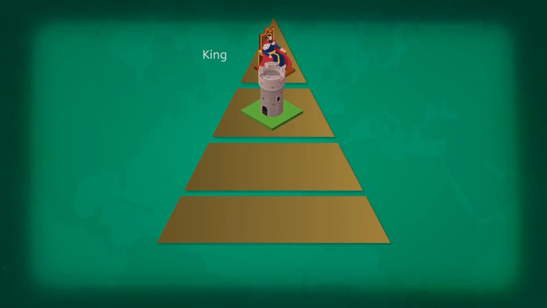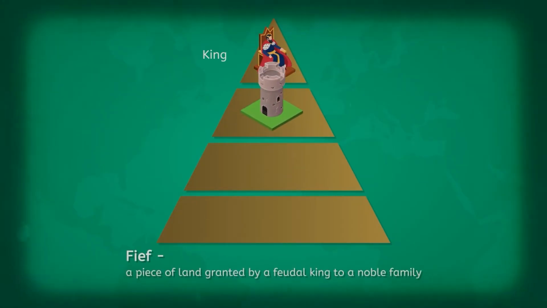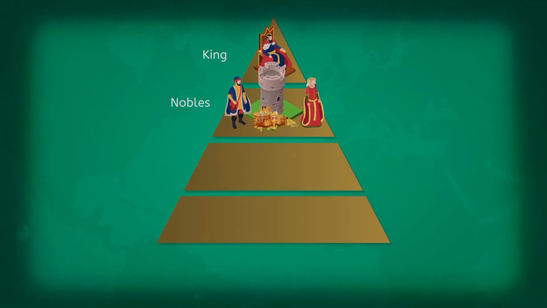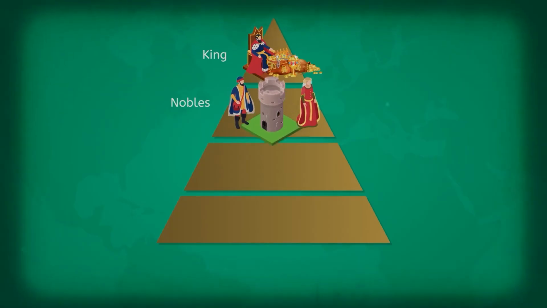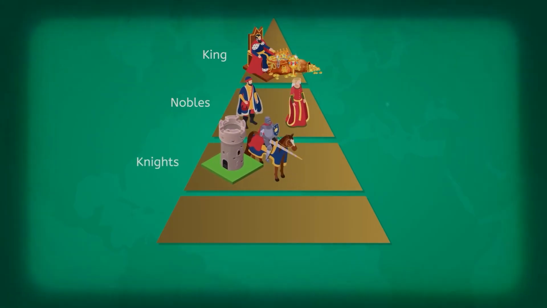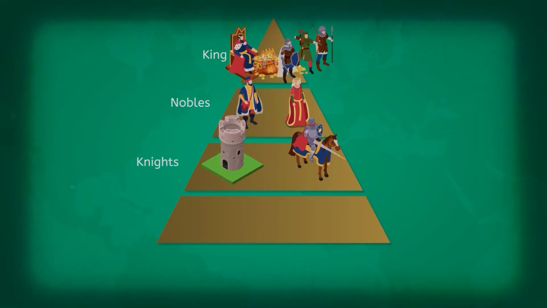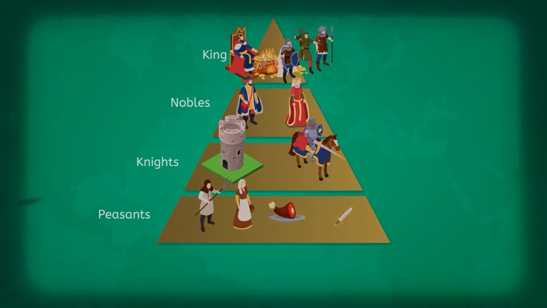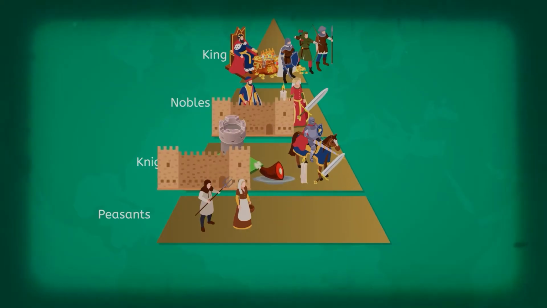Sometimes he'd grant pieces of land or fiefs to influential families, the nobles, expecting something in return: loyalty, money, and an army. To acquire the money, nobles would collect taxes, which would go to the king. To acquire the army, nobles would offer some of their land to professional soldiers, knights, who in return would pledge their army to the nobles and, by extension, to the king. At the bottom of the pyramid were the peasants, who worked the land and provided goods and services to the nobles and knights in return for protection.